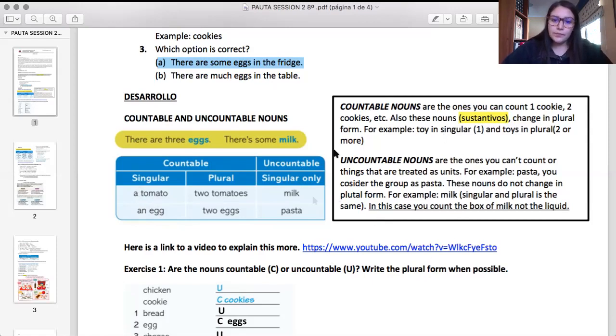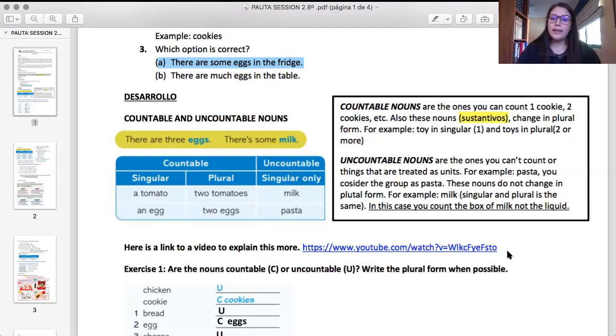Uncountable nouns, on the other hand, are the ones that we can't count because things are treated as units. For example, pasta. We consider pasta a group. We don't count 1 pasta, 2 pastas. Okay, and these nouns don't have plural ways or form. For example, we don't say pastas. It's only pasta, a group.